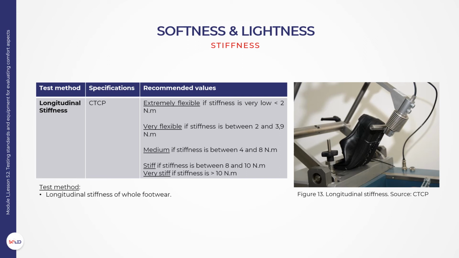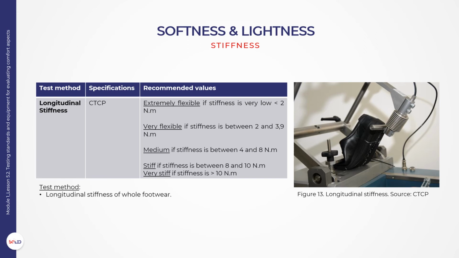The longitudinal stiffness test measures the force required to flex the footwear to an angle representing a 50 degrees flex of the foot or the maximum angle that can be achieved without exceeding a critical bending point. A product is considered extremely flexible if its stiffness is very low, less than 2 Nm.